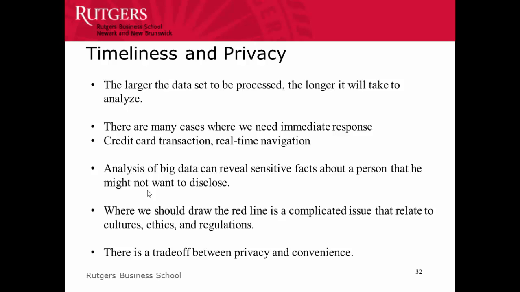This is true when you are trying to use your cell phone. If you turn off the location services, then there is no way that the cell phone knows you are near the restaurant and recommends it to you. So essentially, you are sacrificing part of your privacy in exchange for convenience.